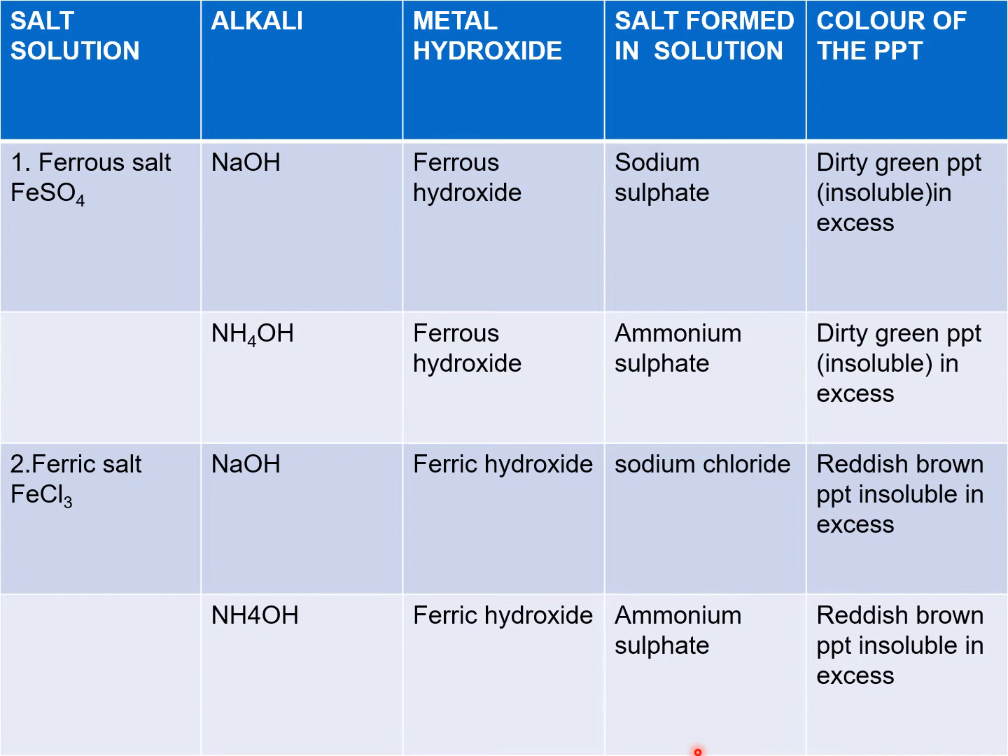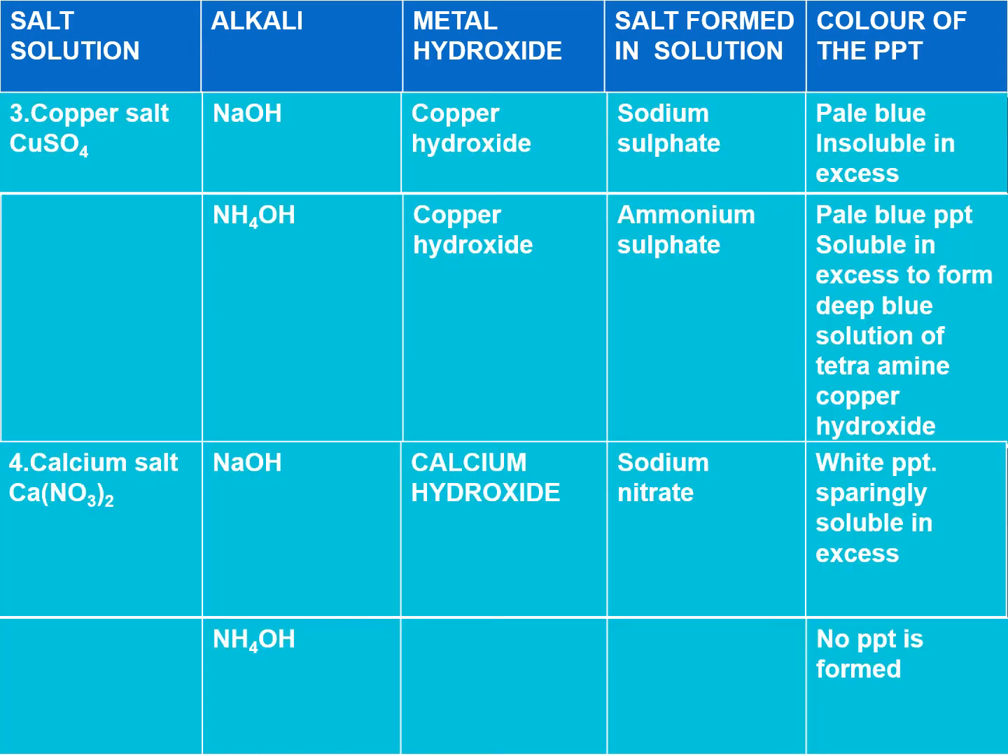Now, in this first page, let me discuss regarding these two salts, ferrous and ferric salt. Ferrous salt and ferric salt, when sodium hydroxide and ammonium hydroxide are added, ferrous salt gives dirty green PPT, which is insoluble in excess of sodium and ammonium hydroxide. Ferric salt is the same. When sodium and ammonium hydroxide are added, ferric hydroxide is formed, a reddish brown PPT, which remains insoluble in excess of sodium and ammonium hydroxides.